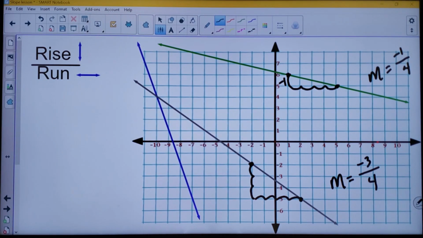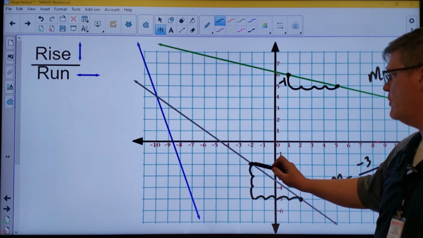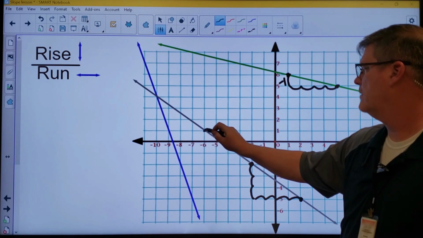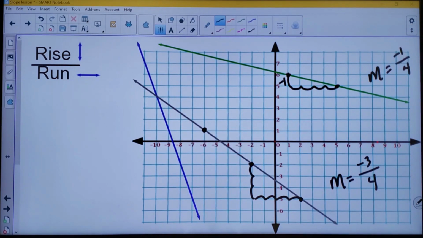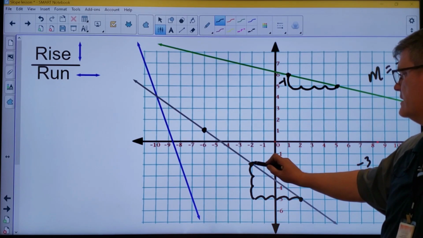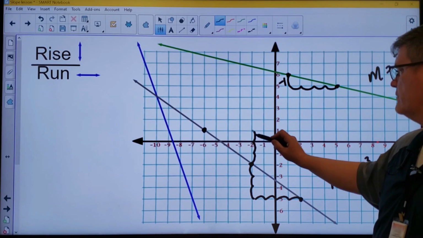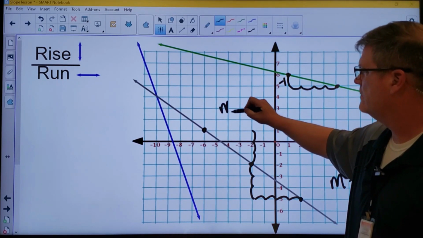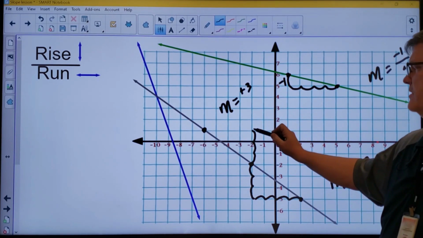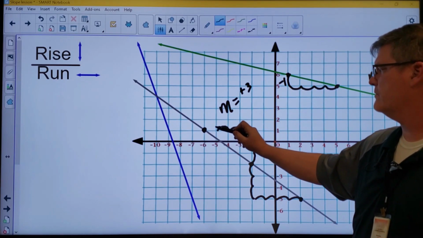Something I want to point out is that even though we read graphs from left to right, you can read them backwards as well. So let's say that we're going to start at this point and we're going to move back up to this dot right there. So what we can do is we can go, well, our rise is 1, 2, 3. So our rise would be a +3, and our run would be 1, 2, 3, 4.